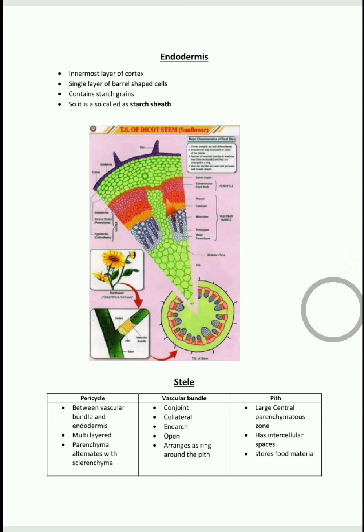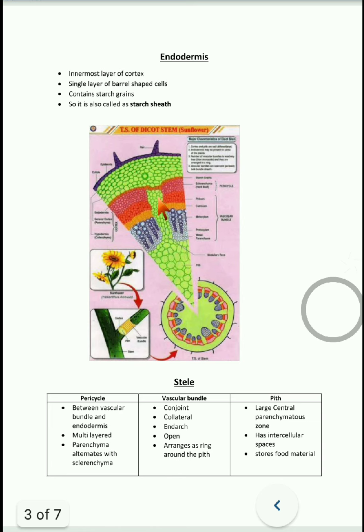In this picture you can see this dark red color structure is called pericycle. Below that, a light red color structure is called phloem. Between endodermis and phloem we can see a pericycle. It is multi-layered, numerous layers are seen. Here parenchyma alternates with sclerenchyma.